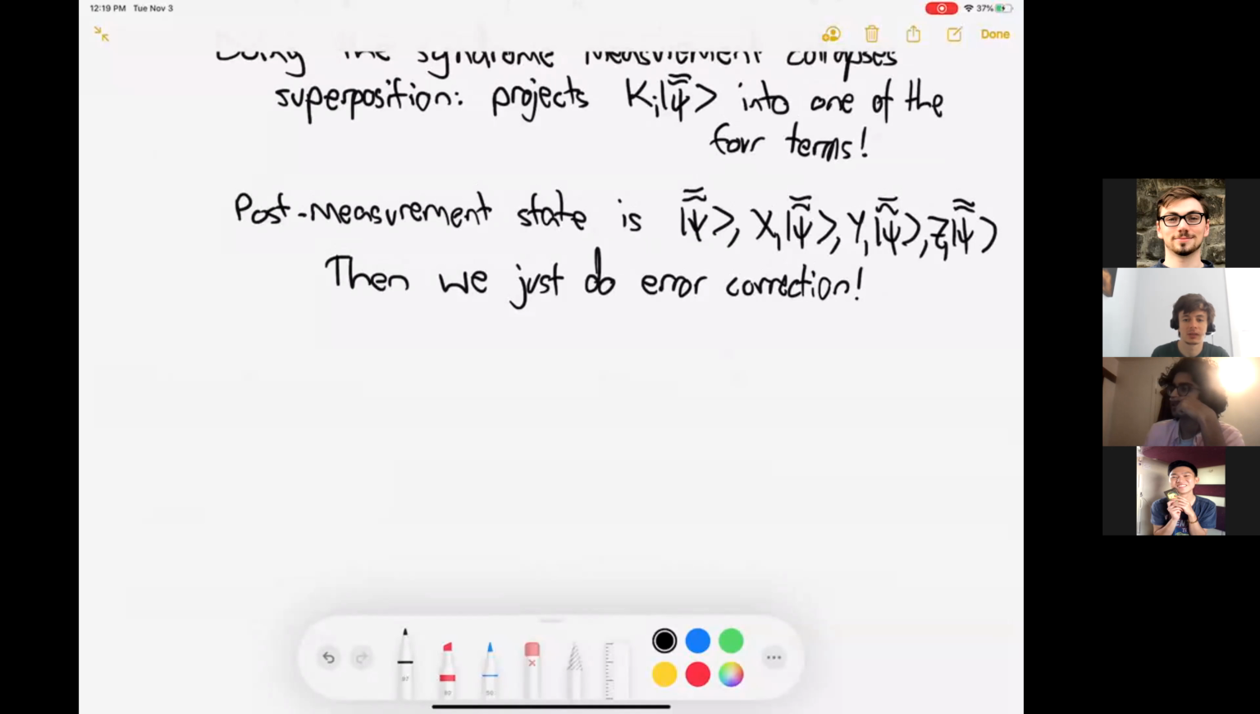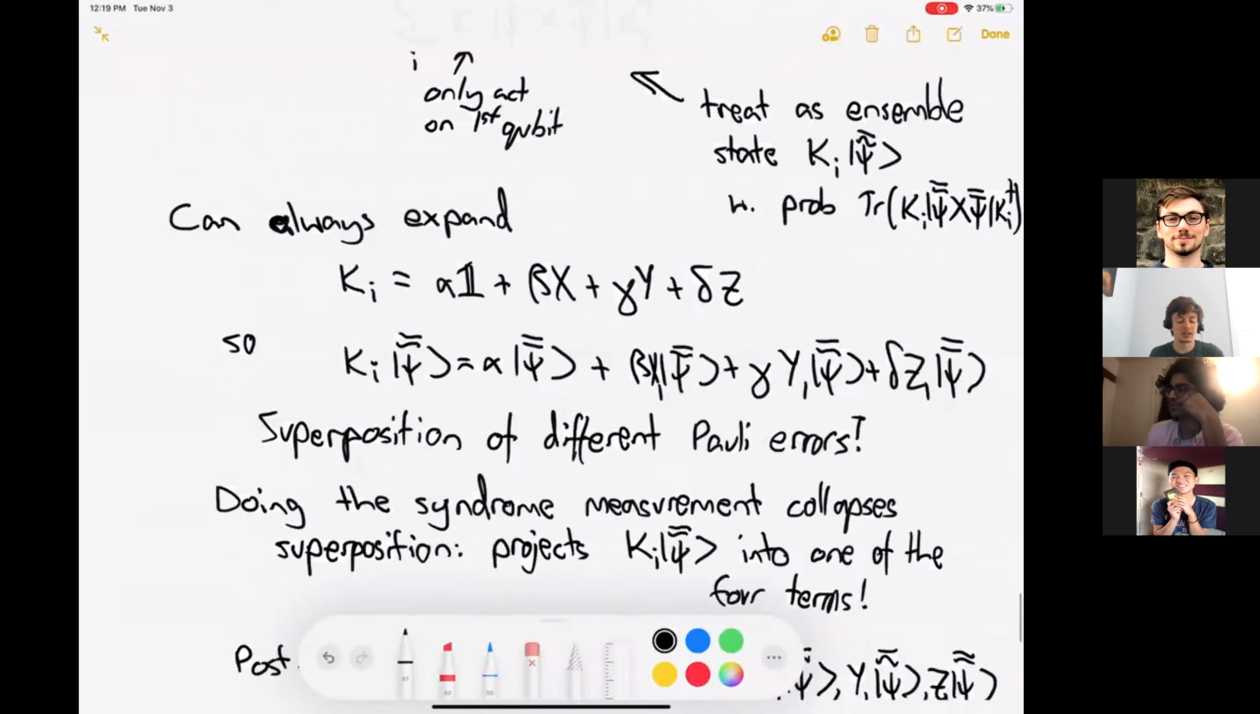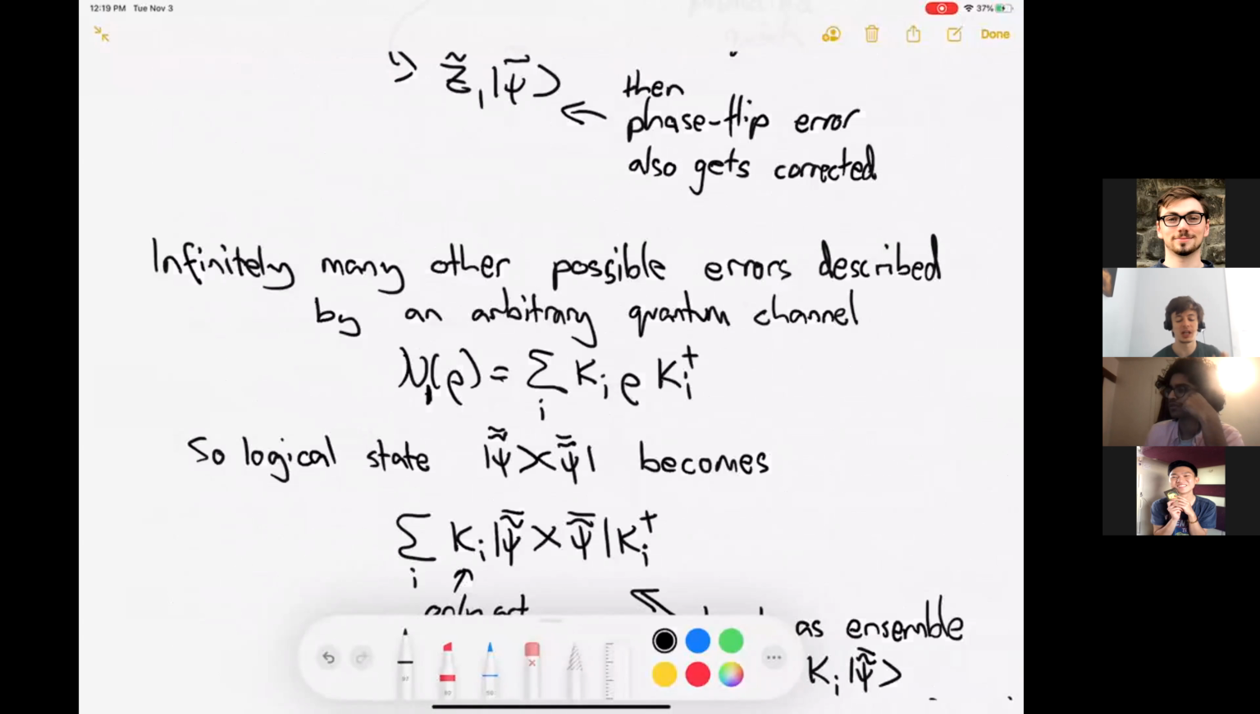And how do you know that the KIs only act on the first qubit? Because I would think that you would have to. Oh, I'm saying let's assume that an arbitrary error has only happened to the first qubit, or it could have only happened to the second qubit, third qubit, and so on. Okay. Oh, I see. We're assuming.